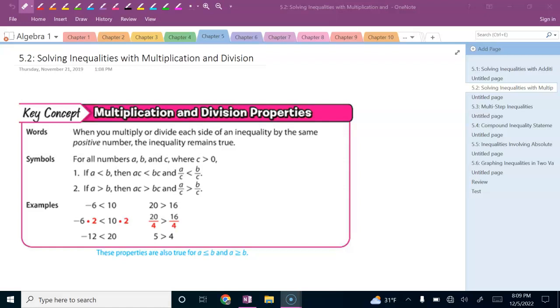So still doing one-step type equations here. You might still see a little bit of the multi-step equations where you're having to add or subtract first and then multiply or divide. So we'll see a combination of all those things in this section.